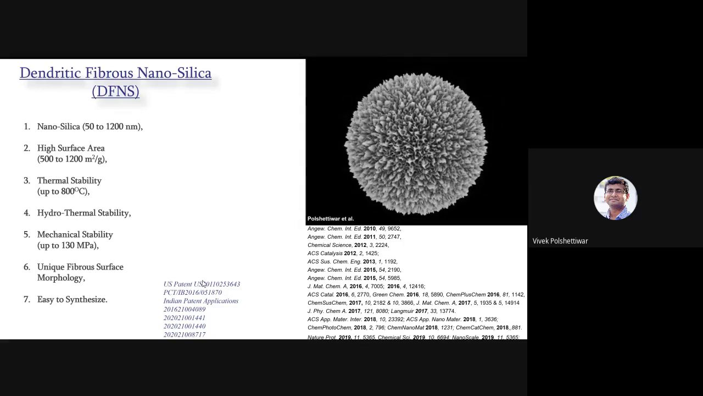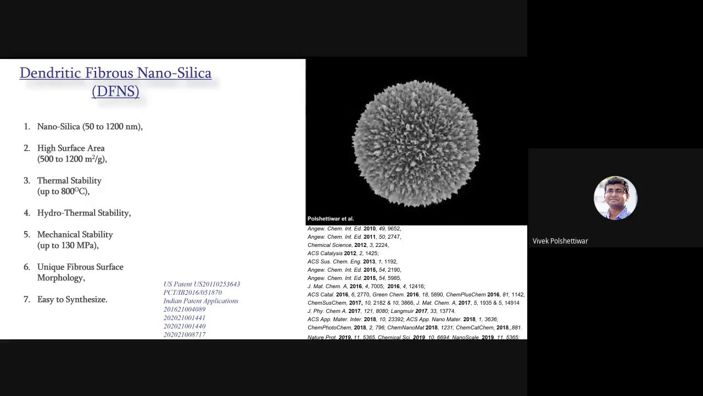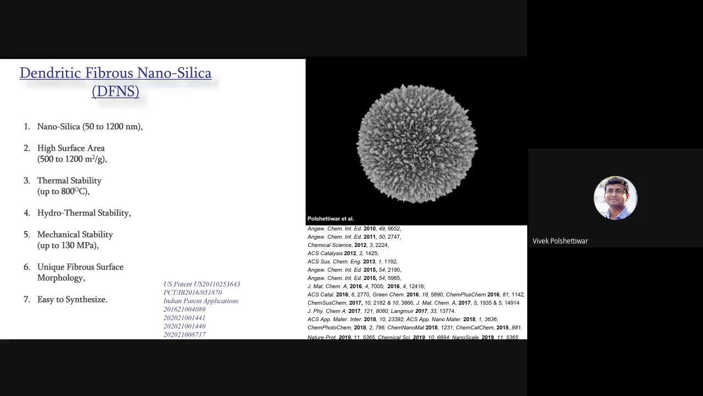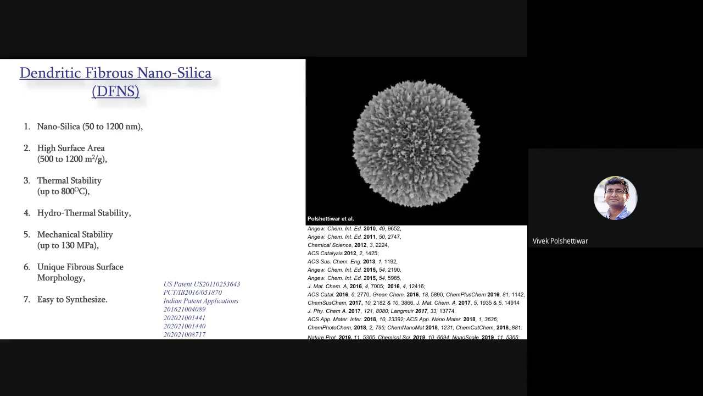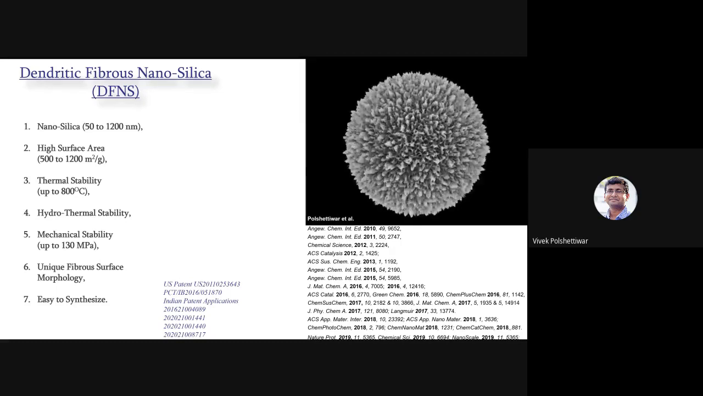Recently, we wrote this Nature Protocols paper where you can use this. We have also given a video, so you can make this material in your lab. You only need a round bottom flask, condenser, heater, and magnetic stirrer, nothing else, and you can make these materials easily at larger scales.